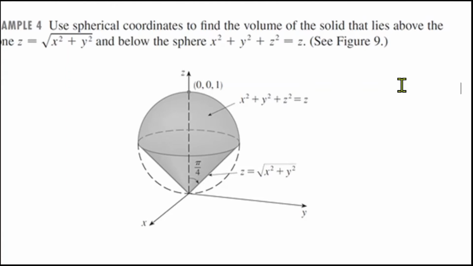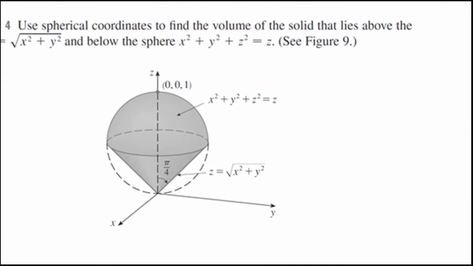Okay, let's do it. So our dV from above is rho squared sine phi d rho d phi d theta. Okay, this was an easy one. Okay, so first look at. So your volume will be the triple integral of, now here's the difficult part, from where to where?